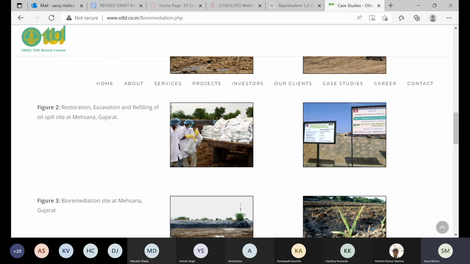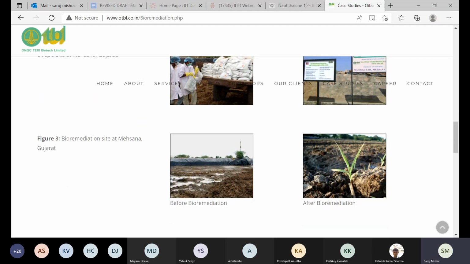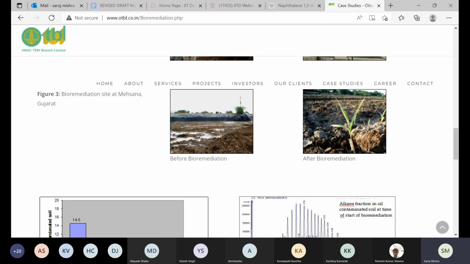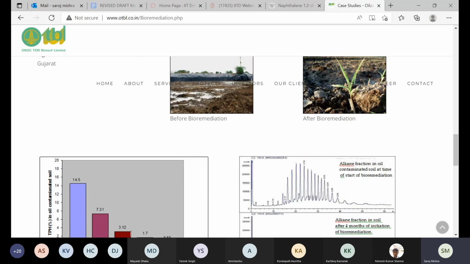So, what you see, these white bags, in these bags you have this microbial consortium, which is transported to the site. Okay, these are the actual sites now. So this was the bioremediation site at Mehsana, Gujarat, before bioremediation and after bioremediation.